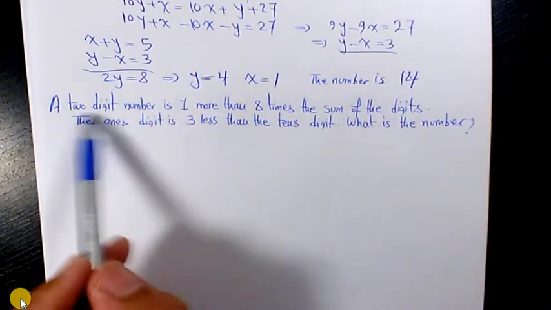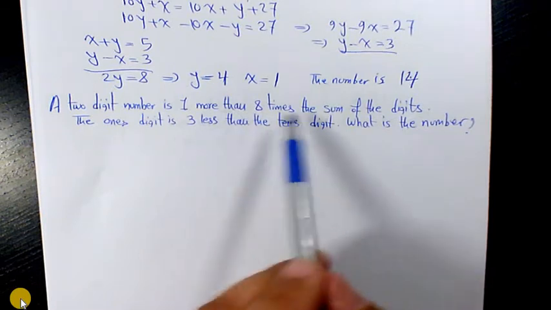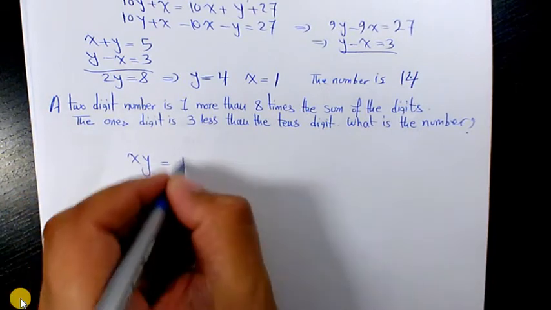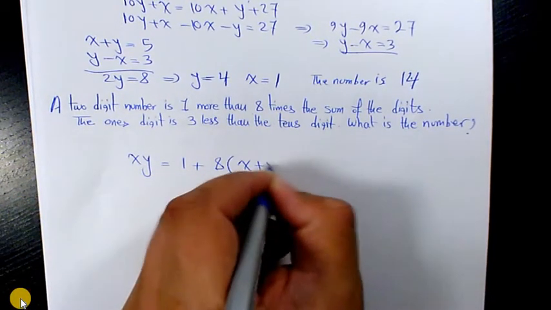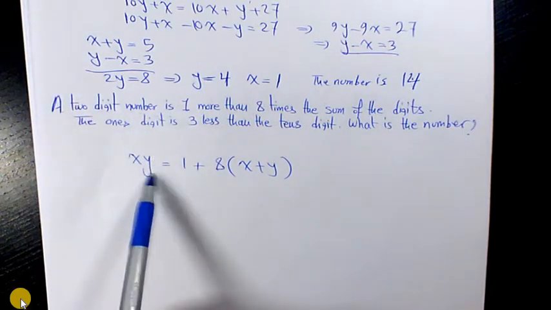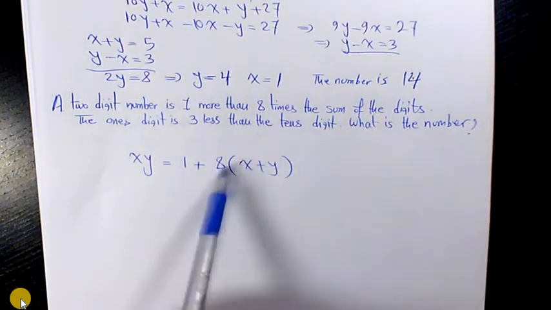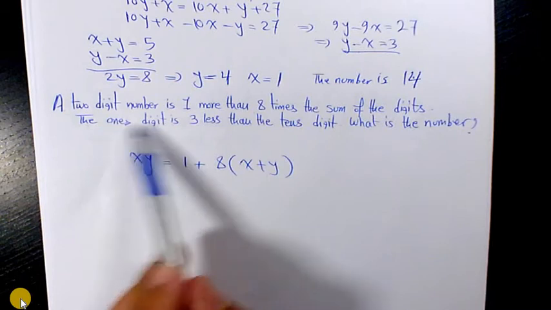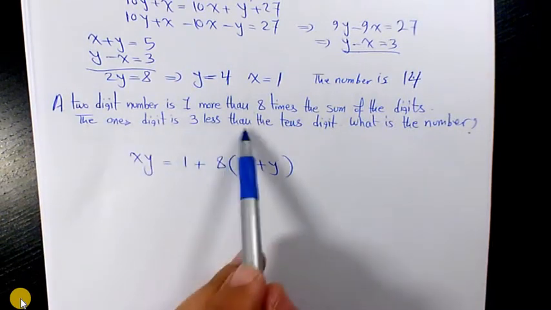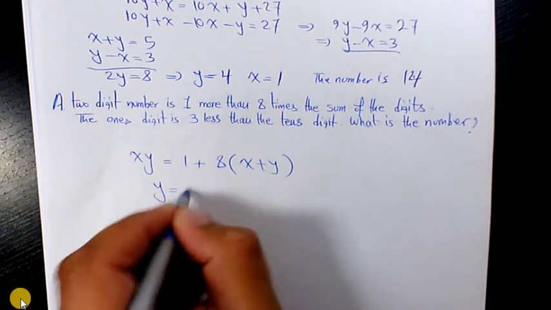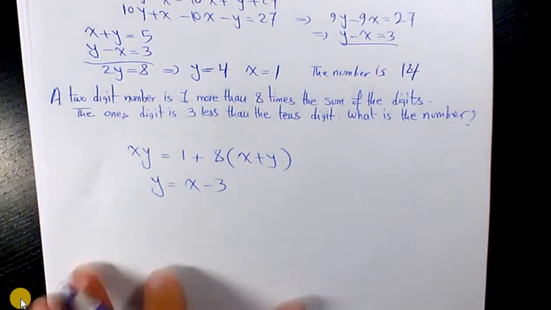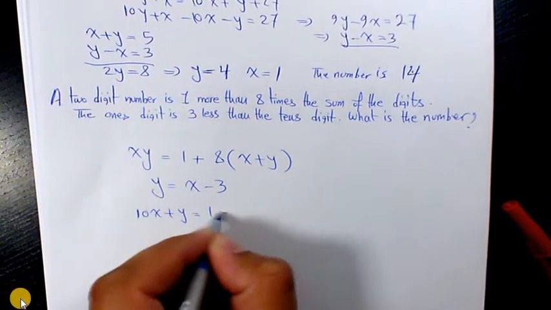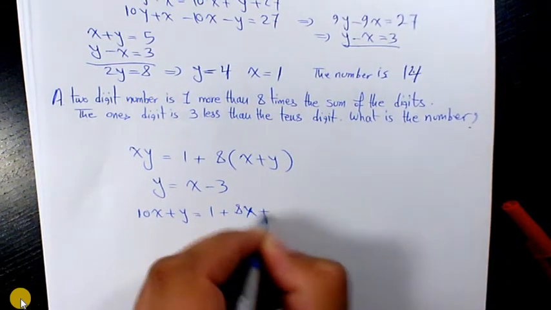Next one. A 2-digit number is 1 more than 8 times the sum of the digits. So it means that xy equals 1 plus 8 times x plus y. One more time. A 2-digit number is 1 more than 8 times the sum of the digits. The ones digit, which is y, is 3 less than the tens digit. So y is x minus 3. What is the number? So xy is 10x plus y equals 1 plus 8x plus 8y.